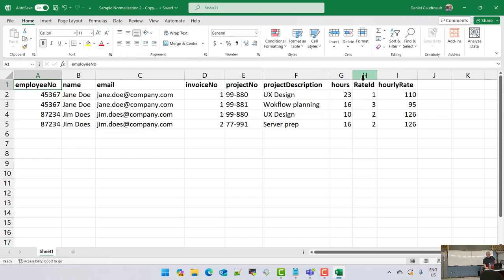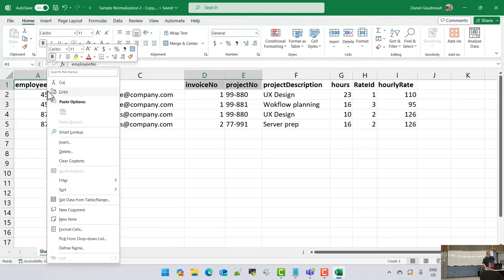the combination of an employee and a rate ID is probably not going to work. If I had more data in here, there could be other people with rate ID 3, rate ID 2. There's just 4 examples. Invoice number and employee number almost works, but not quite. If we take employee number, project number, and invoice number, suddenly we've got something that works, because the combination of those three allows us to find any of the rows uniquely. So we will pick that as our candidate key, our primary key.